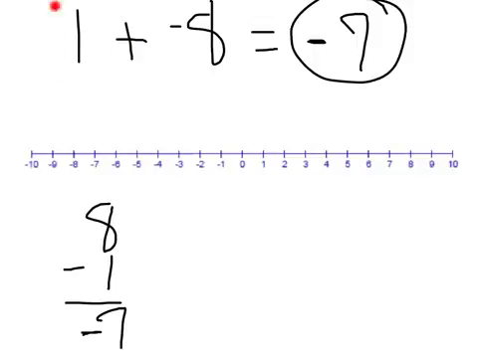Okay? Think about this in terms of money. You have $1 in your bank account. You charge $8 to your credit card. You now owe the bank $7, and money you owe is always negative.